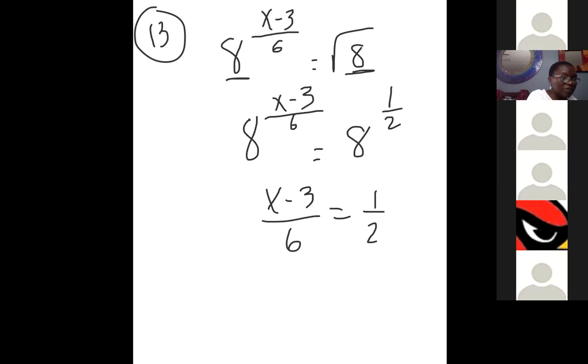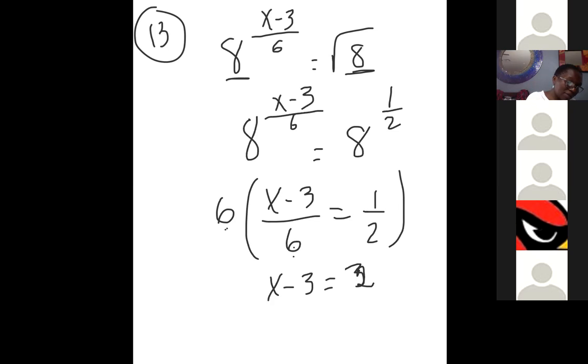And now you're going to solve it by multiplying both sides by 6. So the 6's cancel out here, leaving you with x minus 3. And then if you do 6 times 1/2, that's going to give you 3. Ooh, shame on me. Anyways, so now we're going to go ahead and add 3 to both sides. So you get x equals 6.